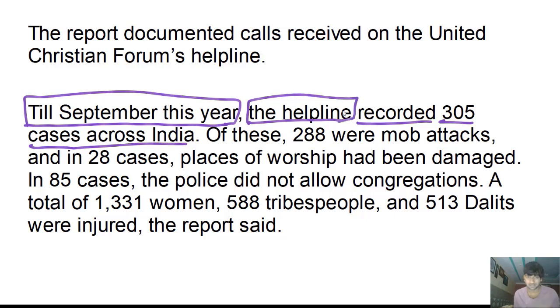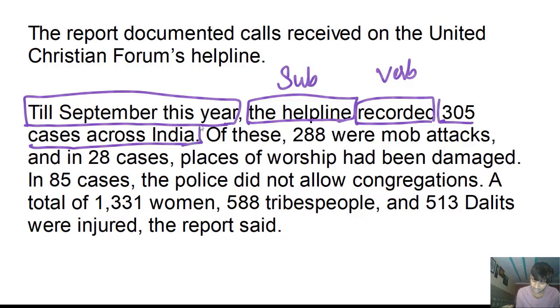Now we know helpline is the noun. The is a pre-modifier, determiner, article, definite article. The helpline, right? We know which helpline. The United Christian Forums helpline. We're talking about this helpline. All right, it's already known. The helpline recorded is the verb, right? So subject is there, verb is there, main verb in the past form.